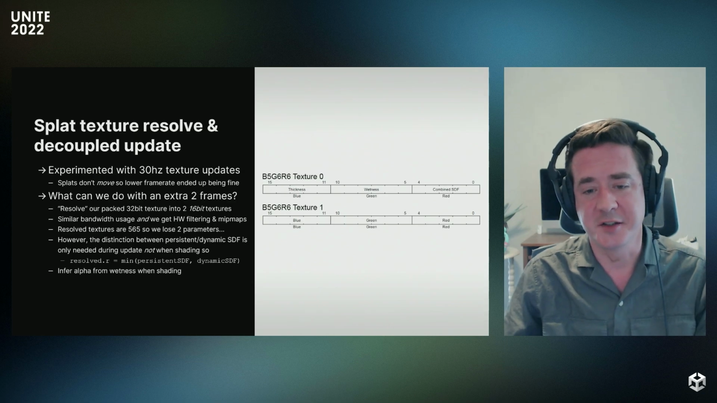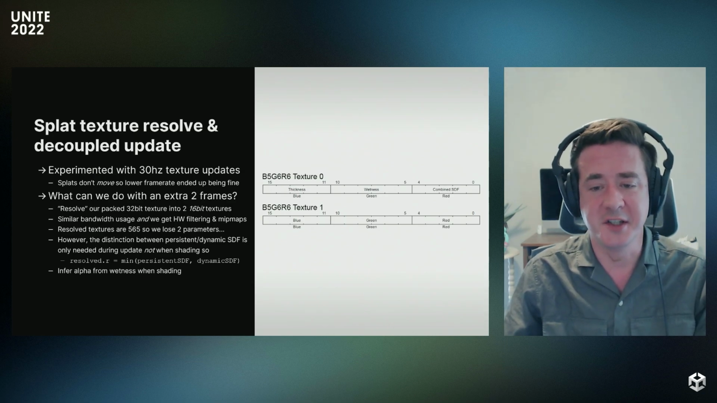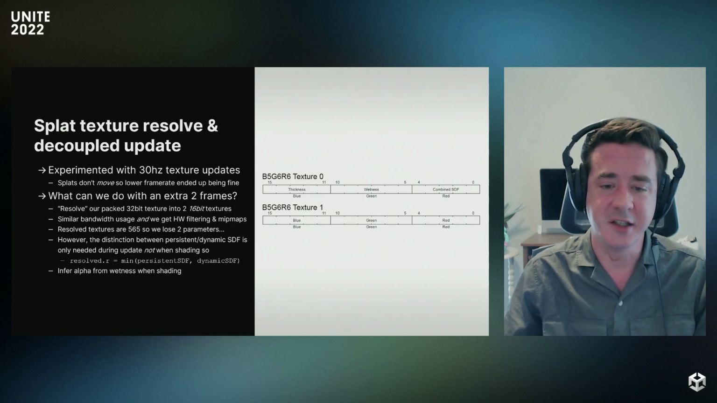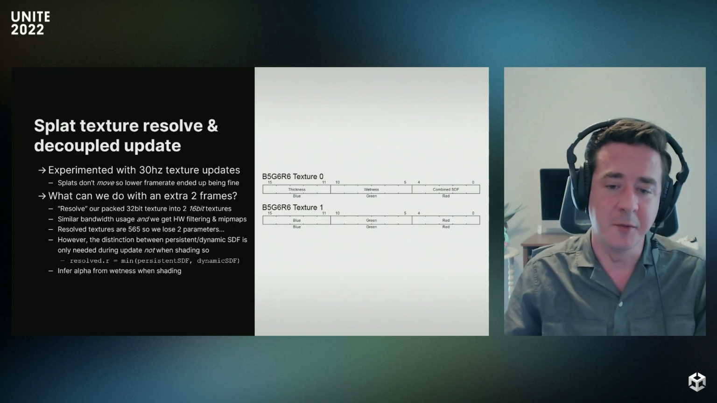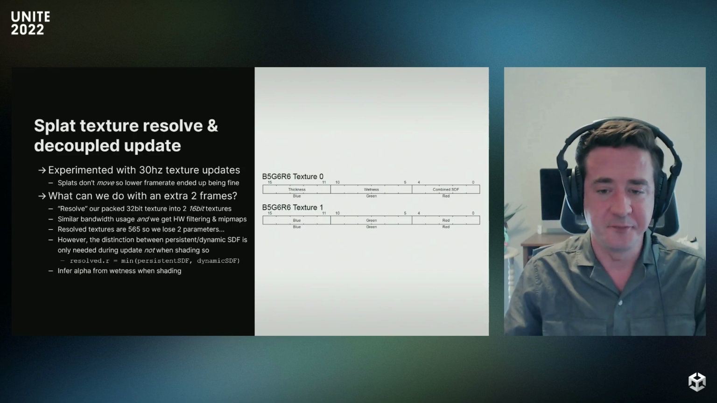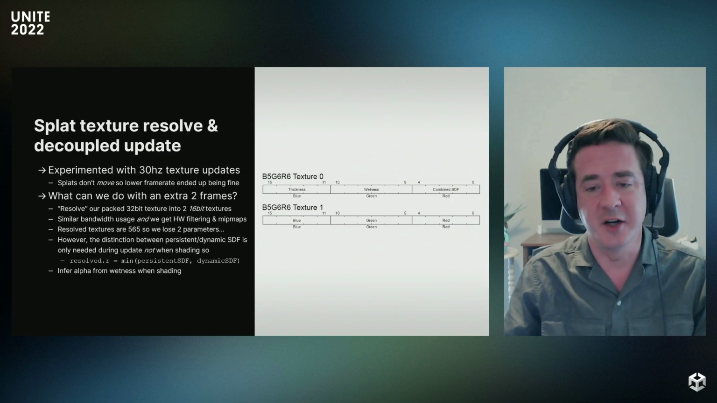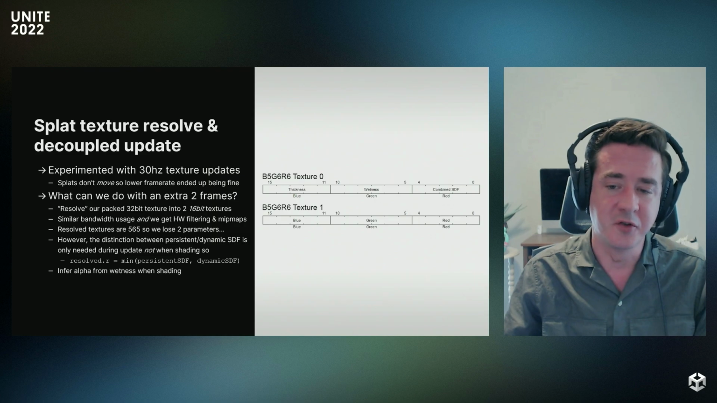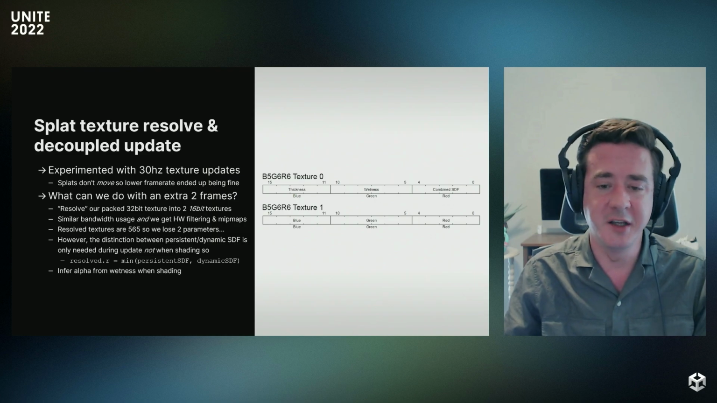So we go back to 2 textures. However, we now use 2 16-bit textures. Those 2 16-bit textures essentially have the same bandwidth requirements as the single 32-bit texture, which is good. And of course, this means that we now get our hardware filtering and mipmaps back, which is really good. So resolved textures are 565, and the problem with that, of course, is before we had RGBA, now we only have RGB, so we're sacrificing 2 parameters.